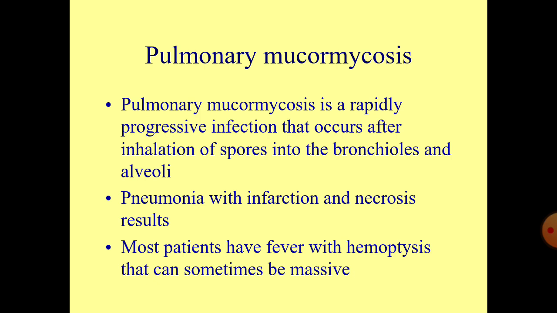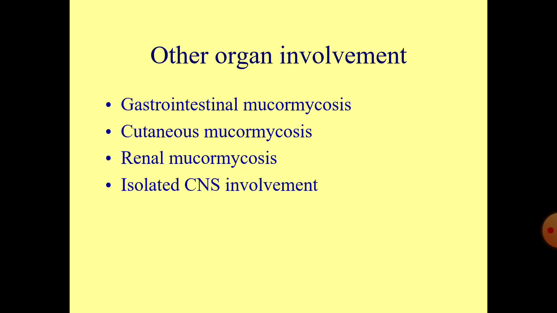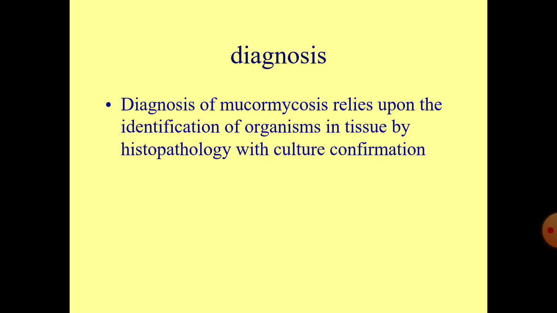Pulmonary mucormycosis, despite being seen less than aspergillus, can still happen. It is a rapidly progressive infection that occurs after inhalation of the spores into the bronchioles and alveoli, and the pneumonia. And as we said, with these patients, it is angioinvasive. This leads to extensive necrosis and infarction. These patients present with fever, hemoptysis, and sometimes massive hemoptysis. Other organs can be involved: gastrointestinal, as we said, cutaneous, renal, and isolated CNS involvement.